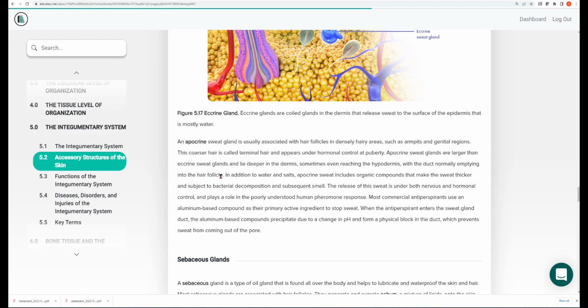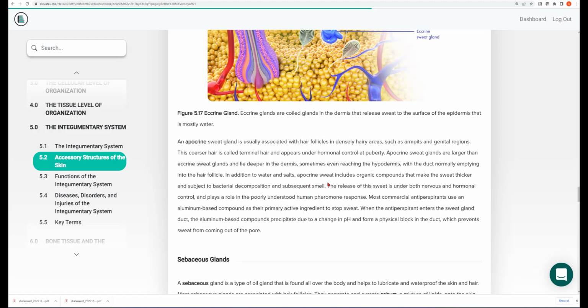Now here's the difference. In addition to the normal water and salt that's produced in regular eccrine sweat glands, these apocrine sweat glands also produce some organic compounds. They make this sweat thicker, and after we sweat this kind of sweat from our apocrine sweat glands, the bacteria love to break down these extra compounds that are produced by these sweat glands.